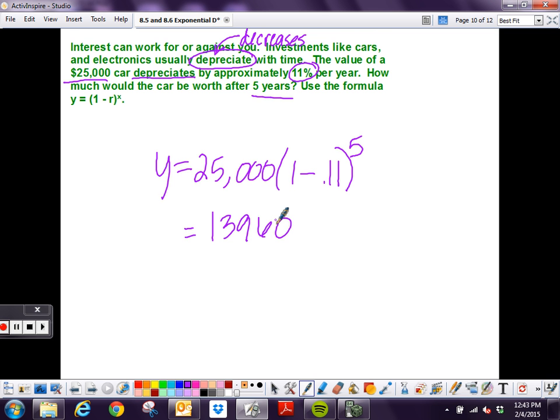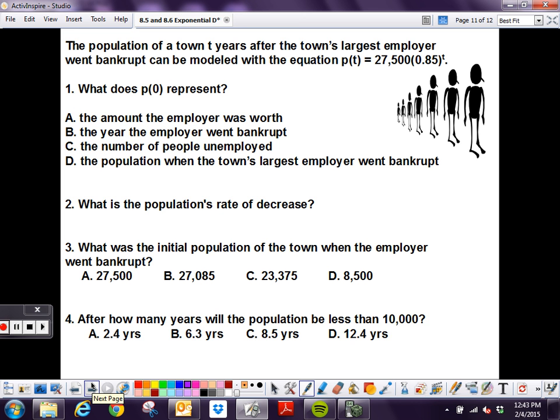All right, we've got one more slide to go. All right, the population of a town T years after the town's largest employer went bankrupt can be modeled with the equation P of T equals 27,500 times 0.85 to the T power. Okay, I don't like this first question, so we're going to skip it, but I do want to answer the rest of these. So number 2, what is the population's rate of decrease?